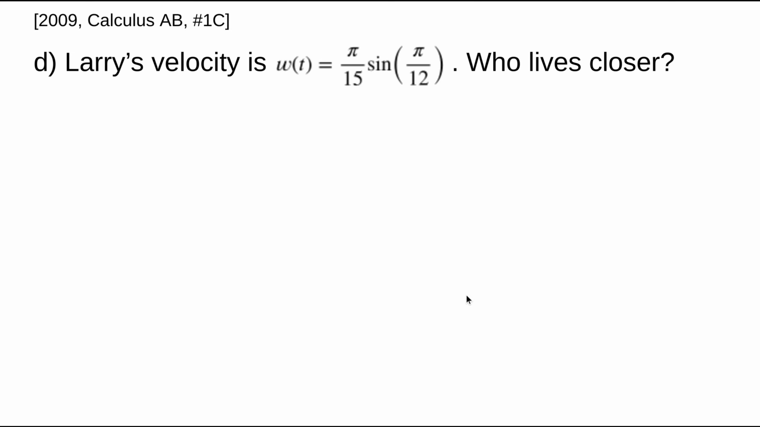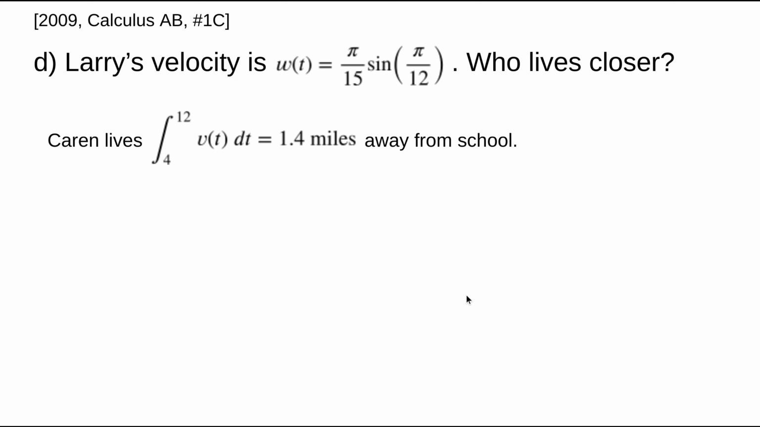In order to determine who lives closer, what we need to do is figure out how much distance was traveled from when they left home to when they got to school, excluding any time that, say, Karen was back at home, because that was all wasted time for her. But the actual time it took to leave her home and get to school after she had returned home, that would tell us how many miles she lives from school. So what we're interested in here is the integral from 4 to 12 of this velocity function for Karen. That turns out to be 1.4, so Karen lives 1.4 miles away from school.